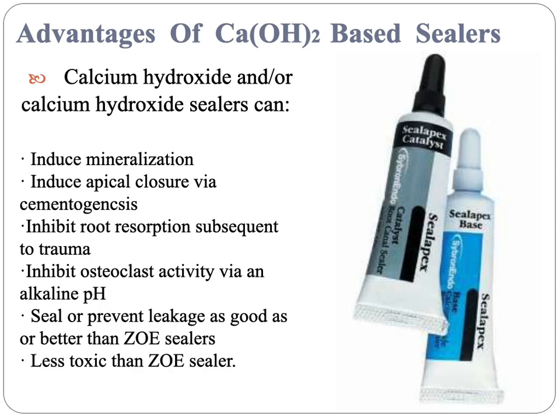So the advantages of calcium hydroxide based sealer are it can induce mineralization, induce apical closure via cementogenesis, inhibit root resorption subsequent to trauma, inhibit osteoclastic activity via an alkaline pH, seal or prevent leakage as good as or better than ZOE sealers. And it is generally less toxic than zinc oxide eugenol sealers.